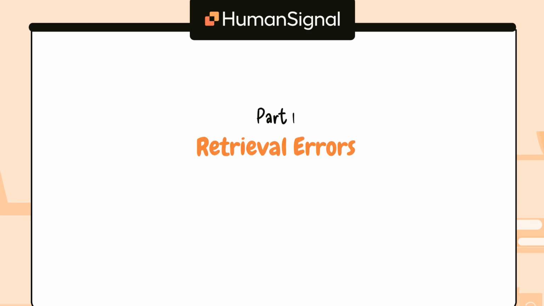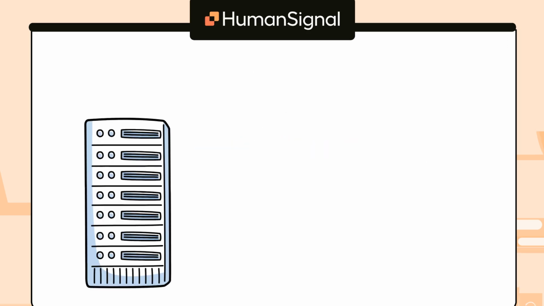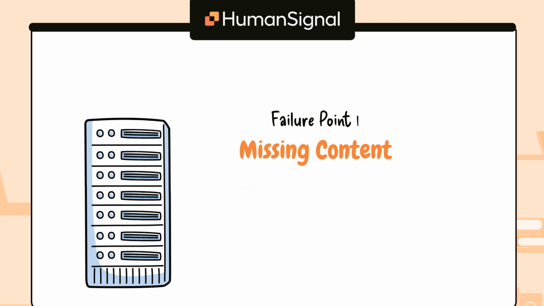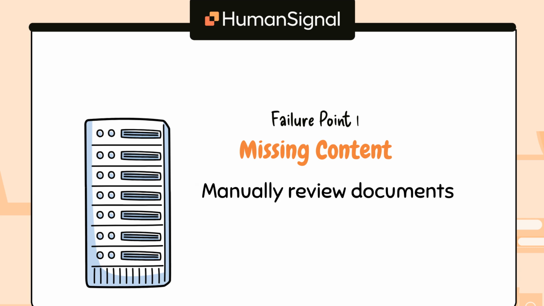The first and probably most obvious error is that the answer to your question isn't in the knowledge base at all. Barnett et al. call this missing content. Identifying this can be tricky, as it often requires a manual review of the documents in your knowledge base, but fixing it is often as simple as adding more information to your knowledge base.